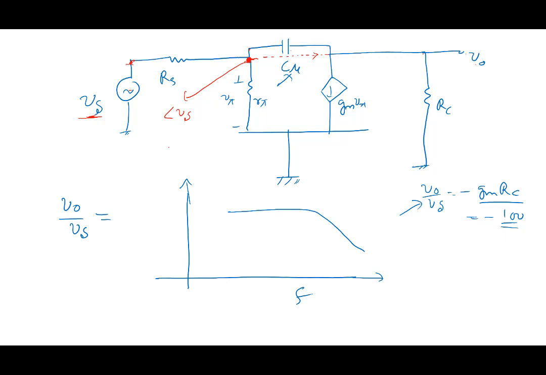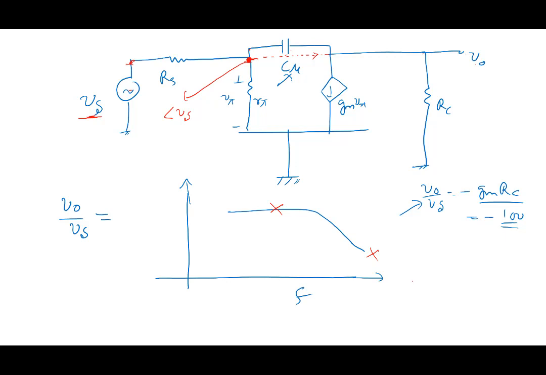So what has happened to the gain? Drastically fallen. So you see that this is at low frequency, then at high frequencies here, it's a low pass behavior. Right? So this capacitor contributes to a low pass behavior.